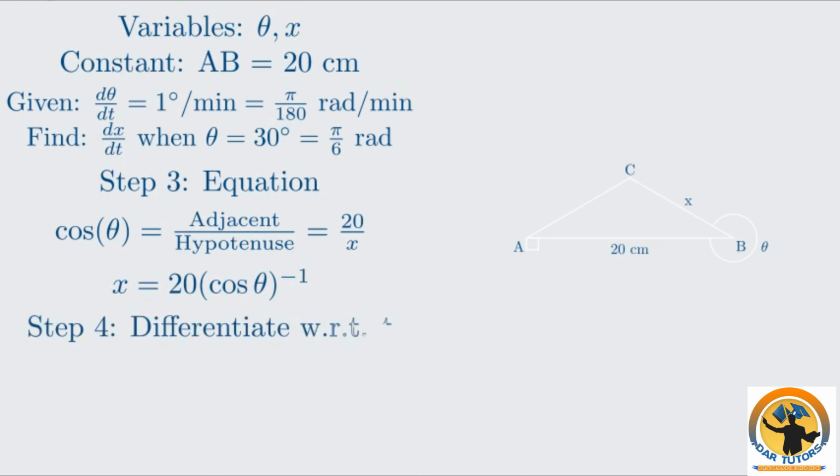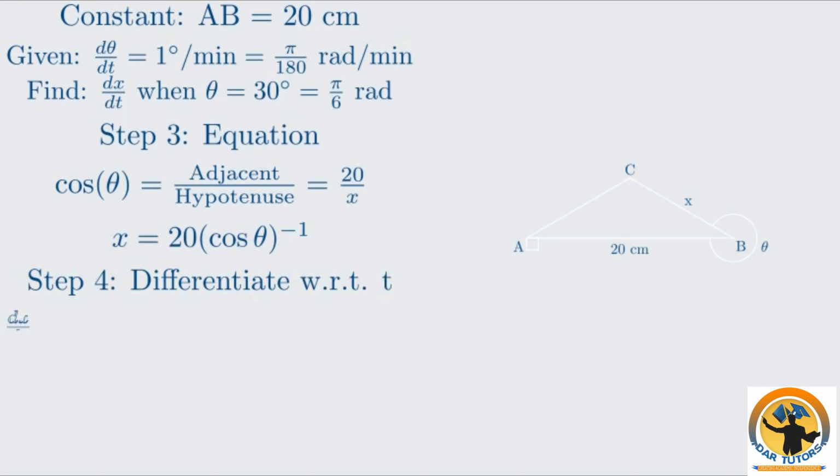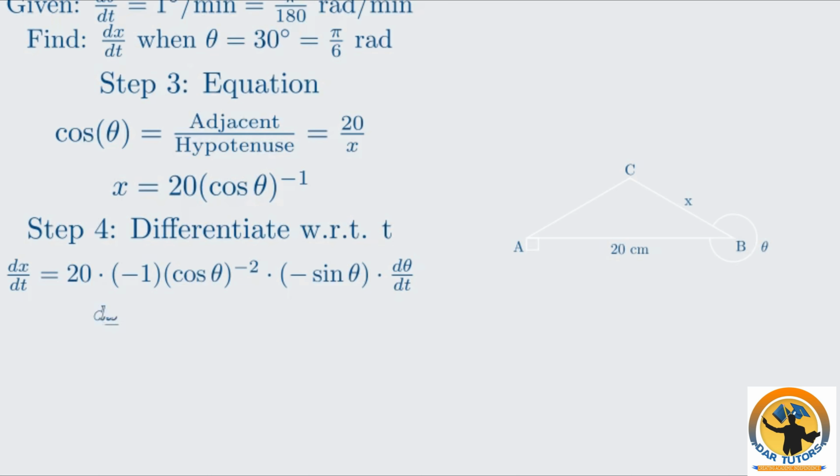We'll use the chain rule on the right side. The derivative of x with respect to t is dx dt. On the right, we differentiate the outer function, which is the power rule, giving -20 times cos theta to the power of -2. Then we multiply by the derivative of the inner function, cos theta, which is -sin theta. Finally, we multiply by d theta dt. This simplifies to dx dt equals 20 times sin theta over cos squared theta, all times d theta dt.